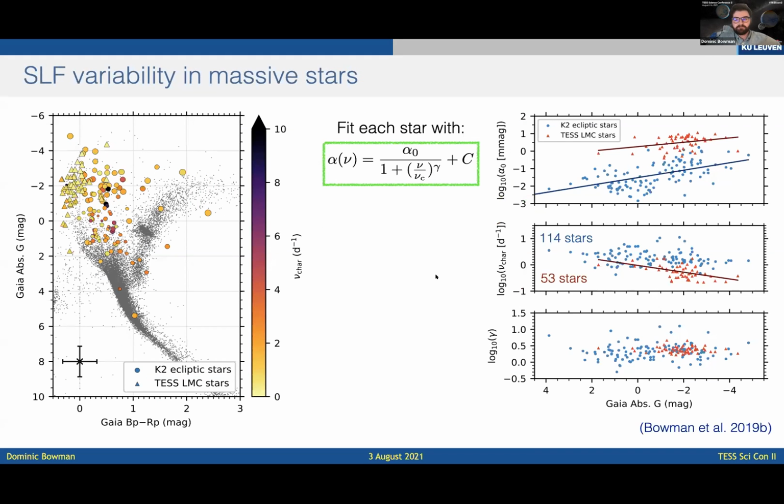So a couple of years ago in Boston, when we could all be in the room together, I showed you a plot that looks like this. And this was the first deep dive into what TESS gave us for massive stars. And we used K2, TESS, and Gaia information to map out how this stochastic variability changes as a function of the stellar parameters. And in particular, if you fit the stochastic low frequency variability with this semi-Lorentzian function, you can characterize it with an amplitude, a characteristic frequency, and a steepness parameter.